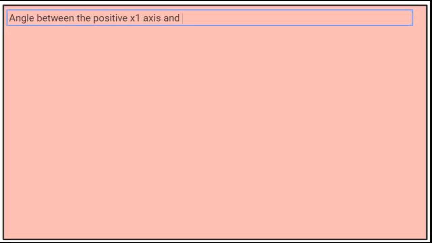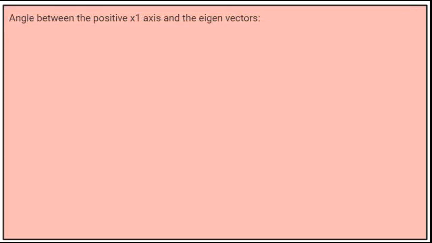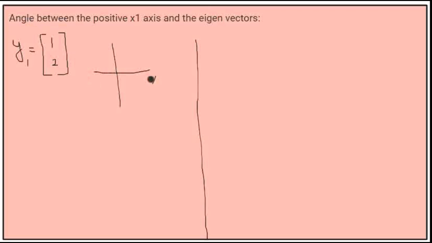So in order to visualize the deformation, first we have to find out the angle between the eigenvector and the positive x1 axis. So let's take the first vector y1 is equal to [1, 2]. So if we plot it in the x1, x2 plane, this point will be in the first quadrant with some theta. We have to find out theta.